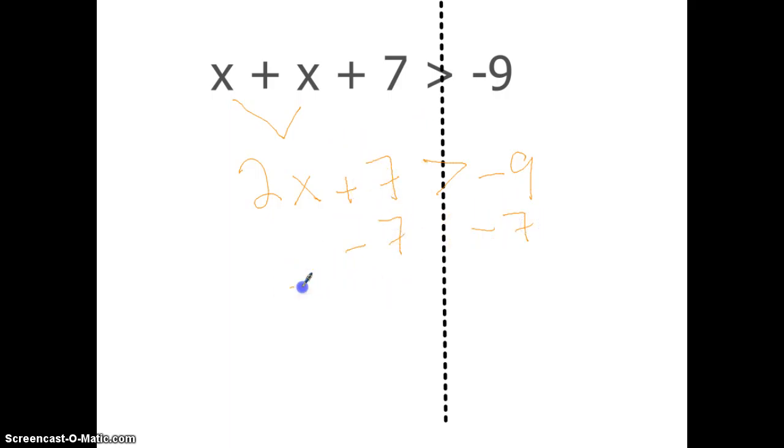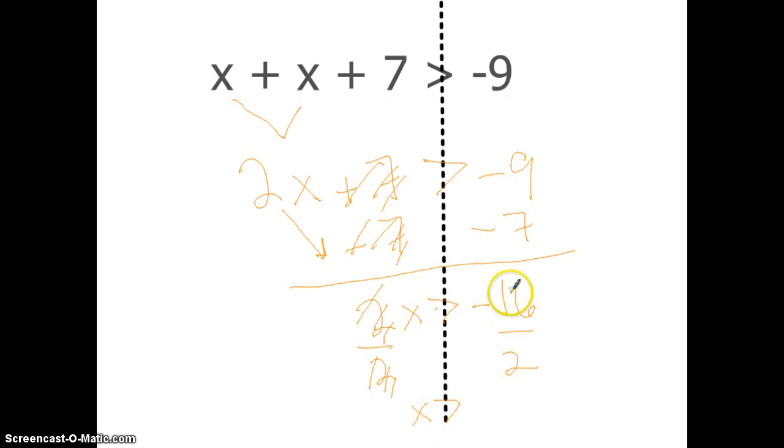Make sure you do it to both sides. Cancel your opposites. Bring down 2x greater than, and negative 9 and negative 7 make a grand total of how many negatives? It makes 16 negatives. 2 times x is greater than negative 16. The opposite of times 2 is divide by 2. So I divide both sides by 2, cancel my opposites. x is greater than, and now negative 16 divided by 2 is negative 8. So the solution is any x that's greater than negative 8.